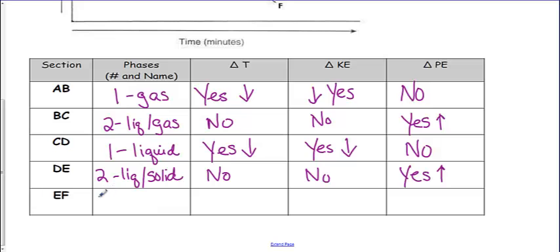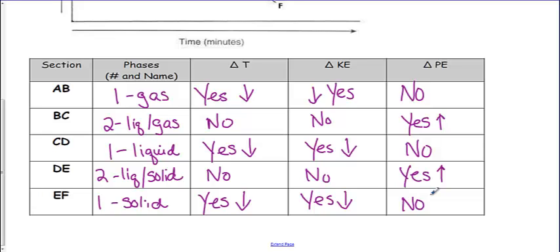So the last section, you have one phase, and it's all solid at this point. Now you are completely past the freezing point and have all solid. So yes, temperature is decreasing, kinetic energy is decreasing, and the potential energy does not change. And that actually sums up everything for heating and cooling curves.